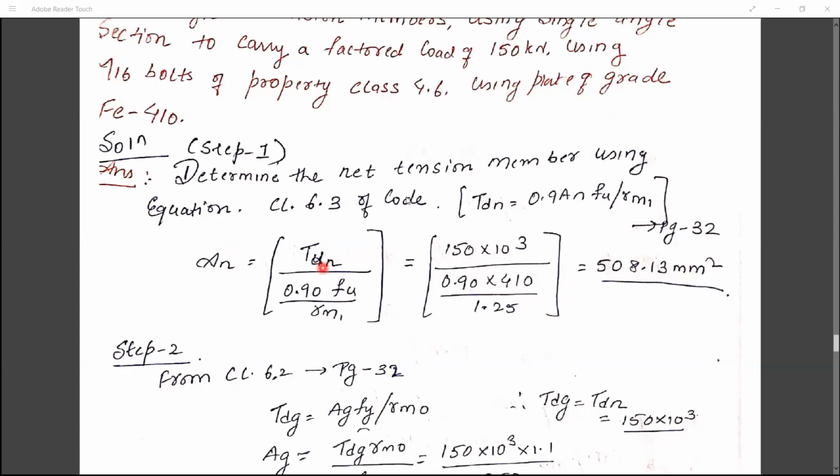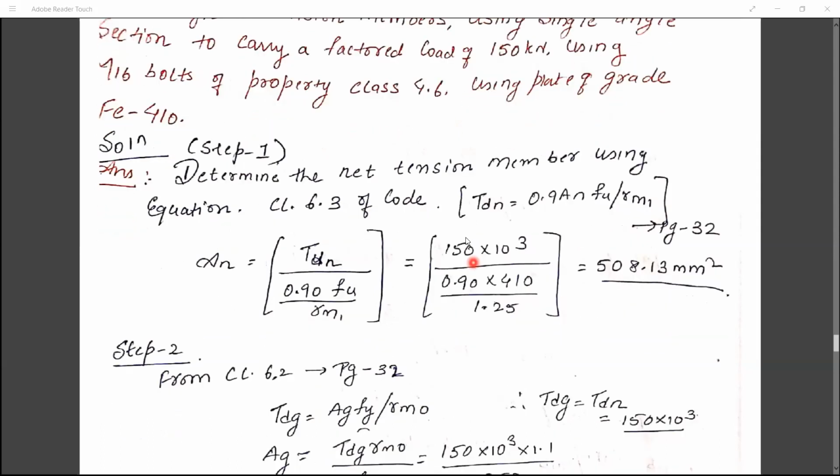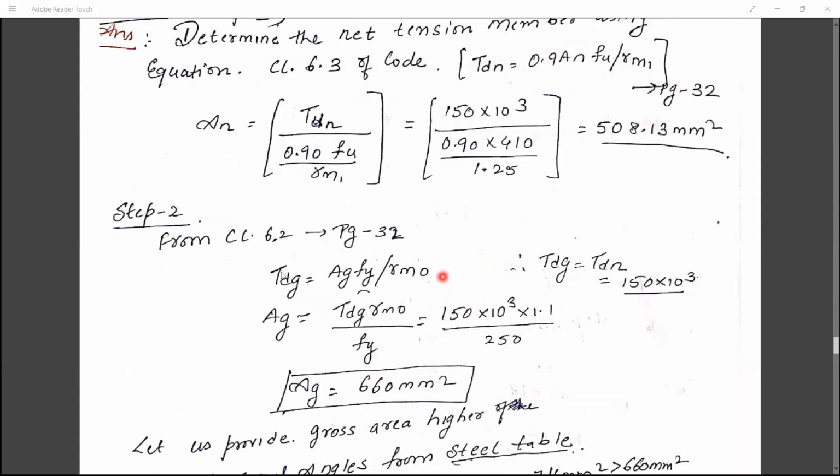See, Tdn is already given here. Factored load is given here. Already factored load is given, so no need to confuse yourself. So just substitute the values, as 90% of tensile strength only we are taking here. Then again, from clause 6.2, page number 32, you need to determine the gross area. We determined only net sectional area here, but once again you need to determine the gross area.